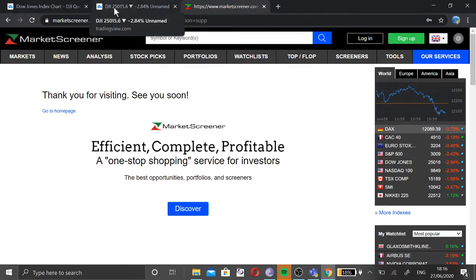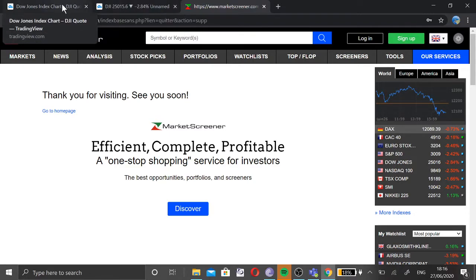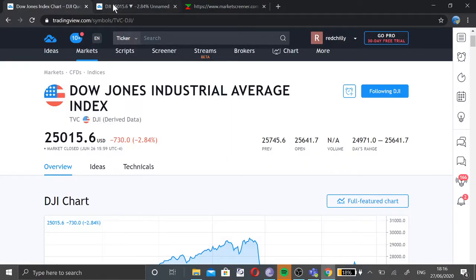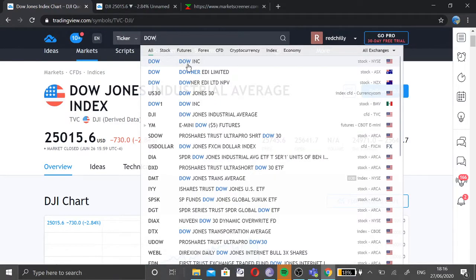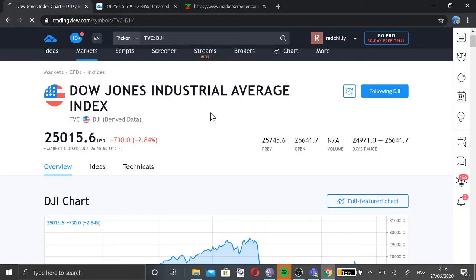So today we will be looking at two indexes. Let's look at the Dow Jones first. If you go on tradingview.com, you can just type the ticker here in the ticker box, Dow Jones, and you'll be able to open up a chart for Dow Jones Industrial Average.